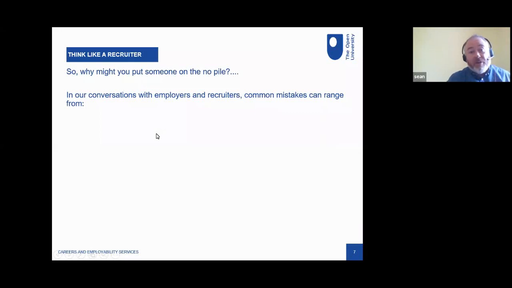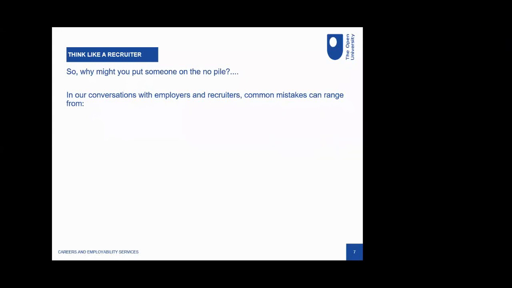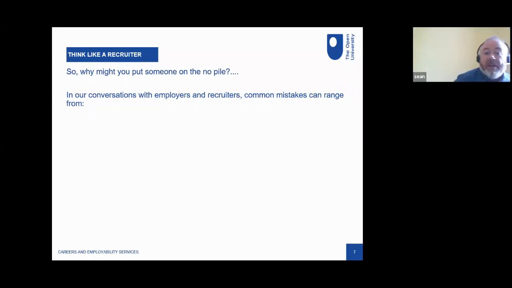Yeah, lacking details. So what we have done is we have been talking to employers and recruiters over the last few years. The Open University has many links with local employers, national employers and international employers. And when we in careers are talking with our employers and recruiters, we ask them, why are candidates being turned down? And so these are some of the examples of what they have told us, the different types of mistakes and why people are put straight onto the no pile.